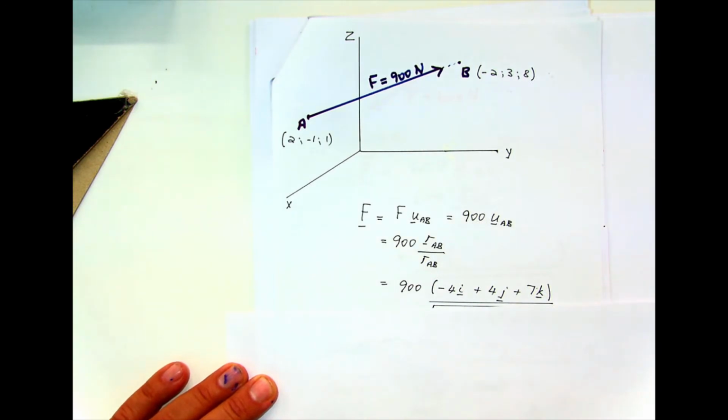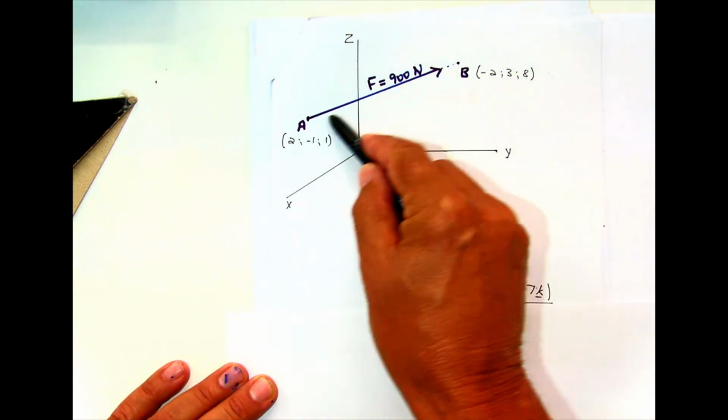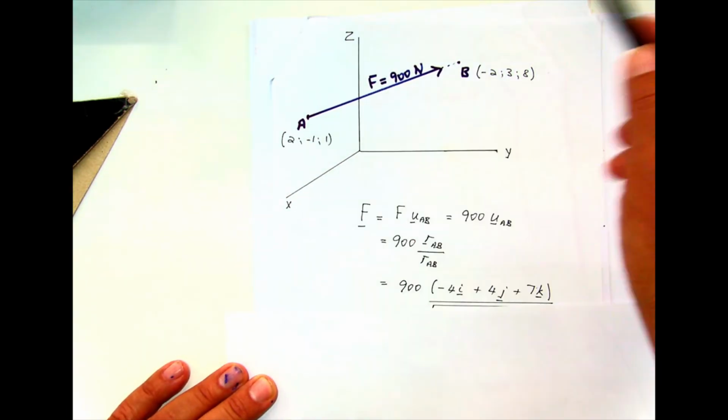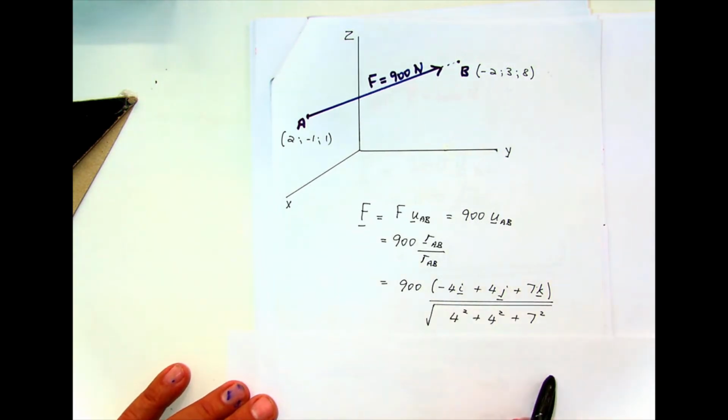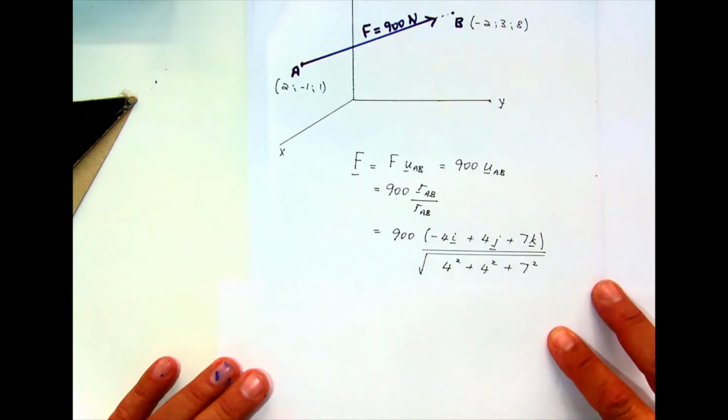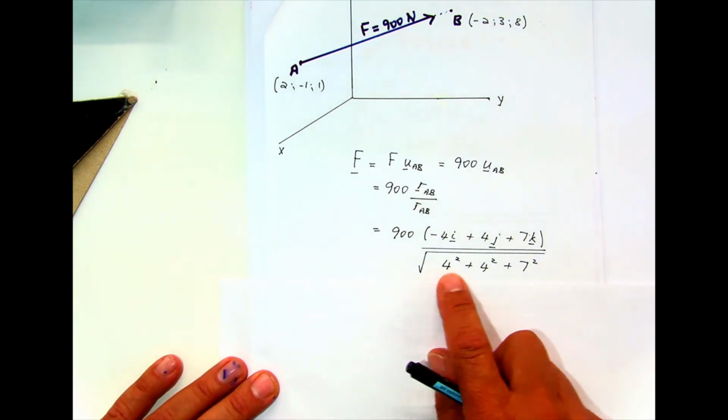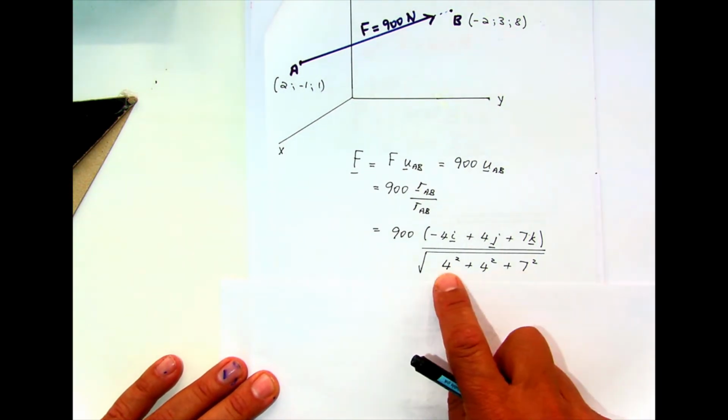If you were to work with a position vector BA, BA would be a vector from B to A. I'll get to that in a moment. So, okay, I have that, and I divide it by the magnitude of that vector. Now, just a hint here. This magnitude here, if you work this out, you're going to get 9.